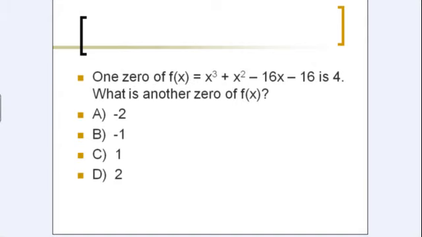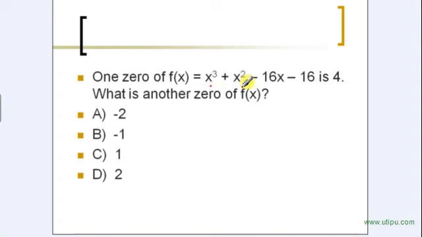Let's try a multiple choice question. A zero of f of x, which is x cubed plus x squared minus 16x minus 16, is 4. Well, what does that mean? That means that if I plug 4 in for x into f of x, it will equal 0.